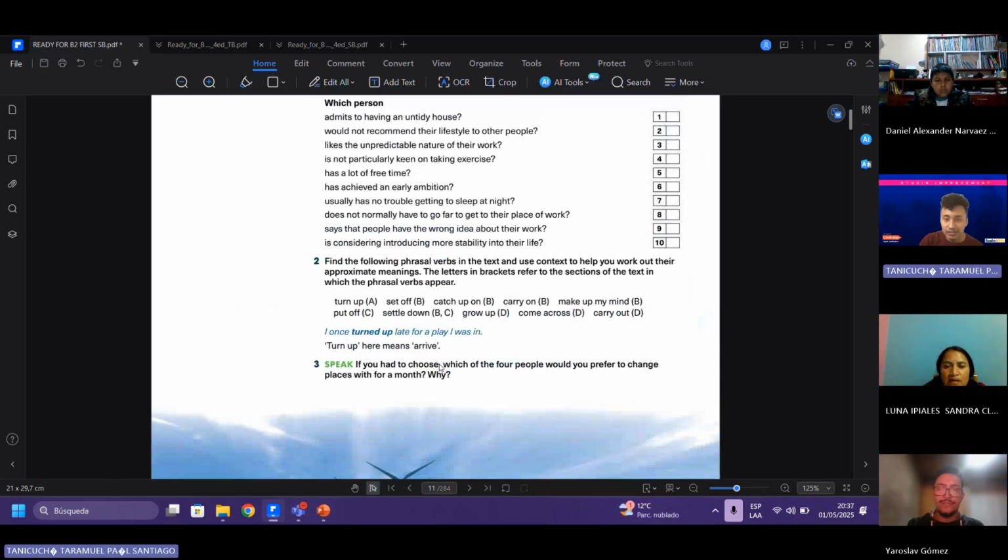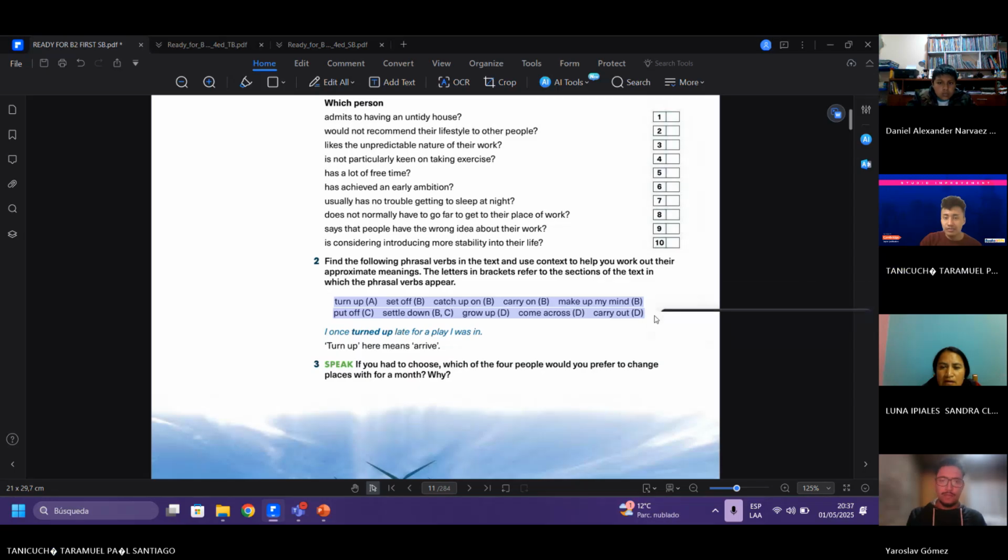But before jumping right into this exercise, we're going to look at exercise number 2, okay? These words you can see here are phrasal verbs. Do you know what a phrasal verb is? Yes, but more than that, a phrasal verb is a verb that is formed by 2 or more particles, okay? And depending on the context, it can have multiple meanings. It depends on the phrasal verb, of course.